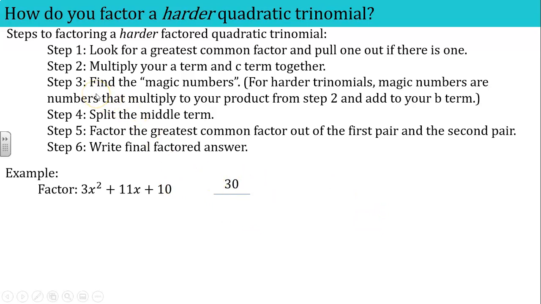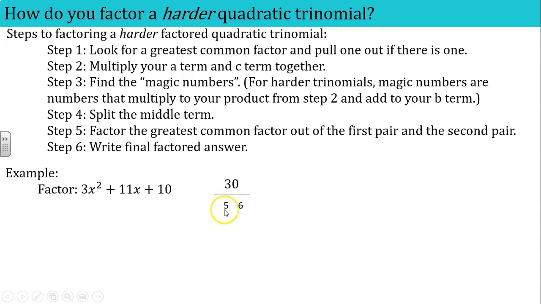Step 3, we're still finding magic numbers, but for harder trinomials, the magic numbers multiply to this. So they multiply to 30 and still add to your B term. They no longer multiply to 10. Rather, they multiply to 30 and add to your B term. I'm going to skip the process of making a complete list of the number pairs that multiply to 30 because I can sometimes just come up with the pairs in my head. If you can do that, great. If you need to make the organized list, that's great too.